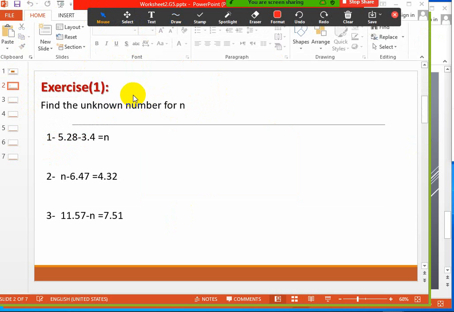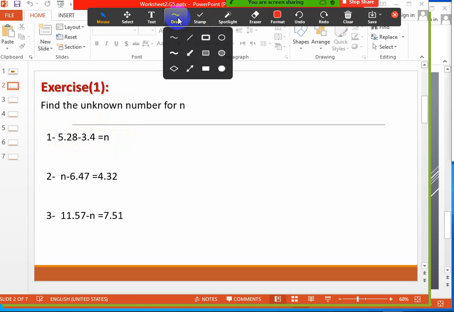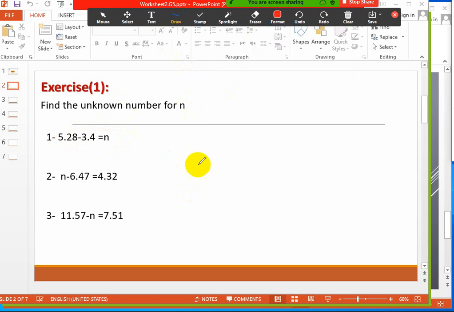The first exercise: find the unknown number for n. Okay, find the unknown number for n. So here I have to look at the expression and know what n is in this example.